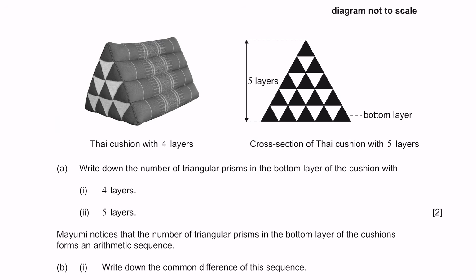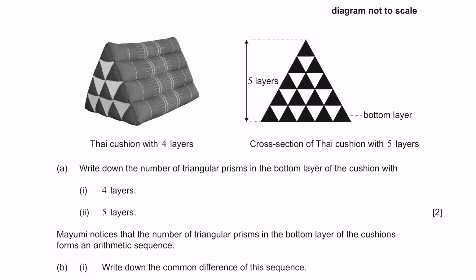Part A asks us to write down the number of triangular prisms in the bottom layer of a cushion with 4 layers, and then for part 2 with 5 layers. So essentially they're asking us, if we have some cushion, how many triangular prisms are there in this case, the 4th layer, or in this case, the 5th layer. We can go ahead and find a pattern, but since it's a small number of triangles in this case, let's go ahead and just count them. So here's the 4th layer. We have 1, 2, 3, 4, 5, 6, 7, in this case, 7 triangular prisms.